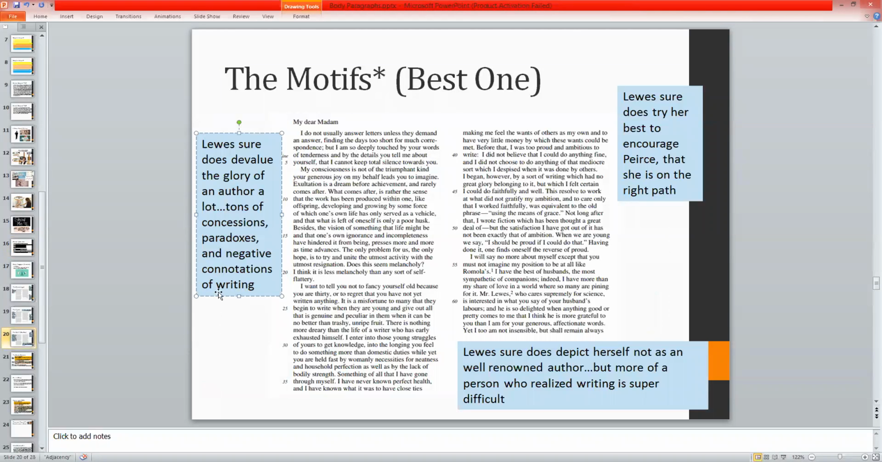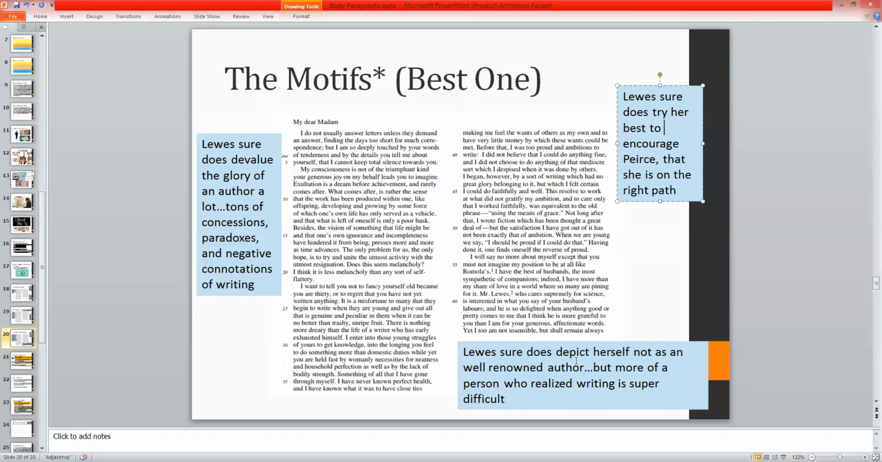So in these sections, I kind of broke it down like this, where I noticed, wow, Lewis sure does devalue the glory of an author a lot, because the entire time is just concessions and paradoxes and negative connotations of writing. So writing is not so glamorous as you think it is. And I'm thinking at the same time, wow, Lewis sure does try her best to encourage peers that she is on the right path. A lot of this piece is really comforting, like, hey, you got this, girl. Just really positive in her tone.